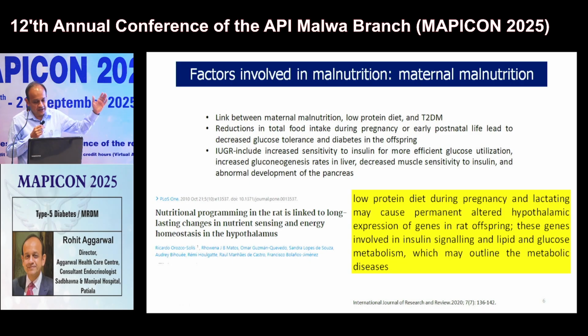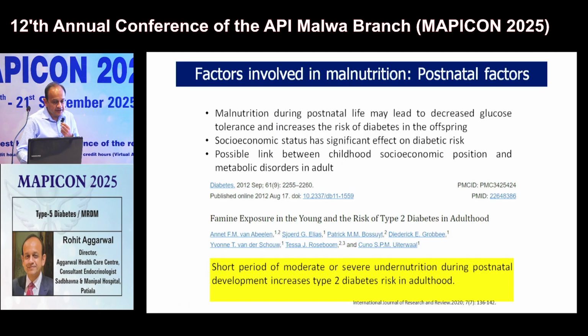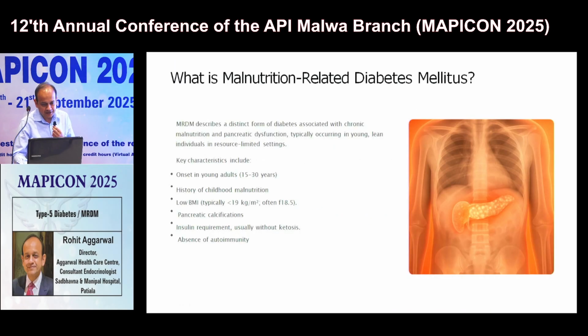They say if the mother, at the time of pregnancy, is taking a low protein diet during pregnancy and lactation, it can cause permanent altered hypothalamic expression of genes in the rat offspring. What are those genes? These are genes involved in insulin signaling, lipid and glucose metabolism, which may outline the metabolic process. And if the child is born to a protein deficient mother, and the child's nutritional status is again deranged, or there is a short period of moderate to very severe undernutrition during postnatal development, it again increases the risk of developing diabetes later in adulthood.